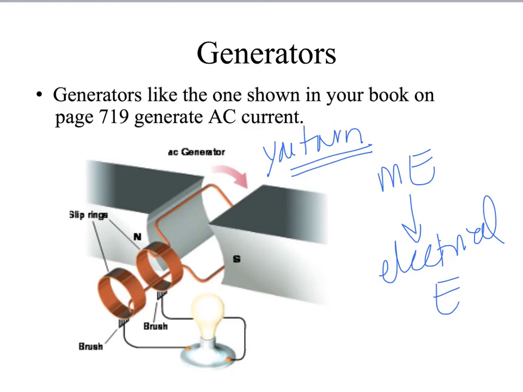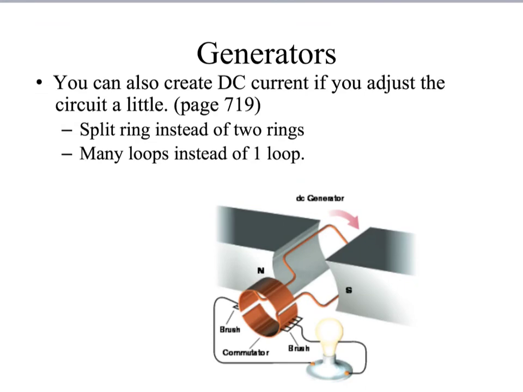We can also do DC generation. In DC generation, it needs to look a little bit different. In this case we have one ring instead of two, and this is called a split ring. Because it isn't one single loop, as this rotates, it also flips which side is connecting, and that keeps them both positive or both negative. So the current is always flowing in the same direction.